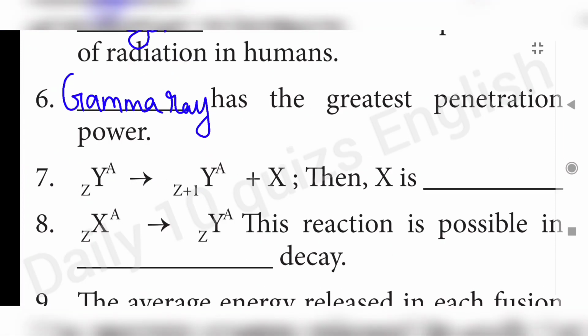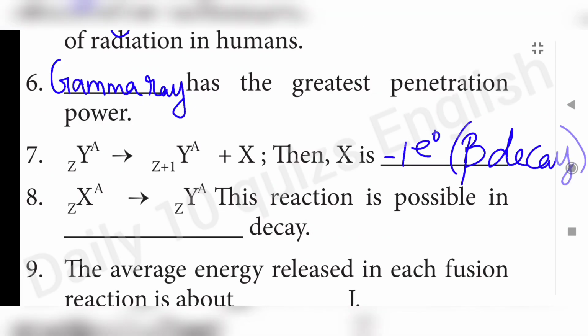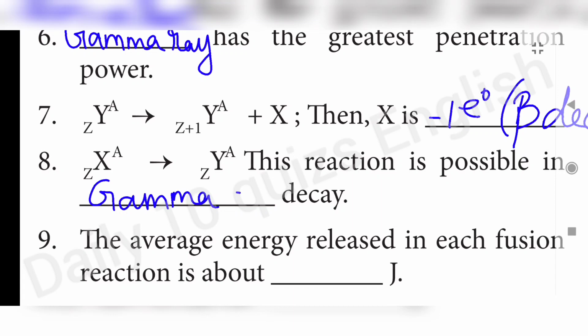Seventh one. ZY power A gives Z plus 1 Y power A plus X. Then X is. Answer: then X is minus 1 E power 0, that is beta decay. Eighth one. Zx power A gives Zy power A. This reaction is possible in dash decay. Answer: this reaction is possible in gamma decay.